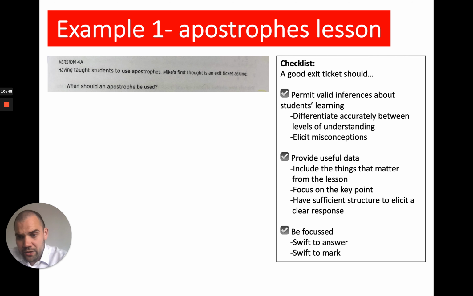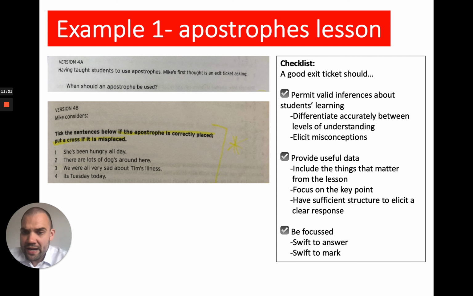Now, if we think about that question, there's a few things that are wrong with it. One thing is, is it going to be swift to answer? Possibly not, because students are probably going to meander along. Some will write a lot, some will barely write any. That probably means it's not going to include very much useful data, because there's not enough structure in it as a question to really allow me to compare students. And it's also not very well designed in terms of eliciting misconceptions about apostrophes or allowing us to differentiate between different levels of understanding for students.